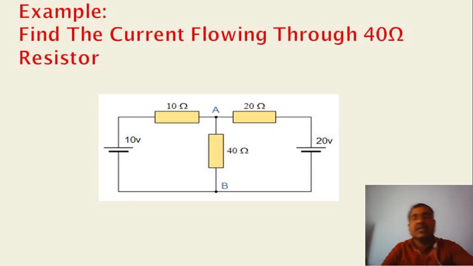Now according to Thevenin's theorem, first we have to calculate VTH, that is Thevenin's voltage. So how can we solve this using Thevenin's theorem? To solve the network using Thevenin's theorem, first we have to calculate Thevenin voltage. To do that, the first step is to identify and remove the load resistance. So here the load resistance would be 40 ohm because we need to find out the current through that resistance.